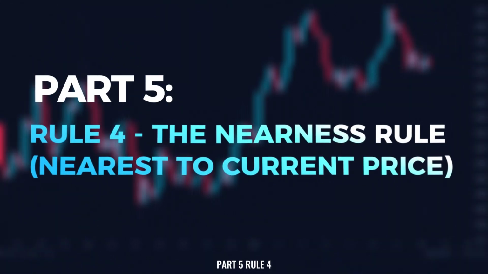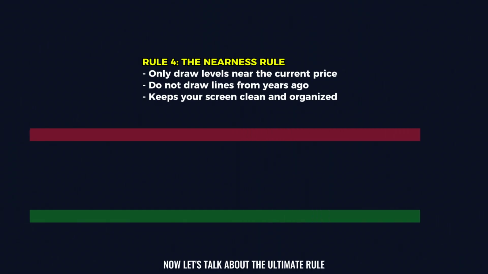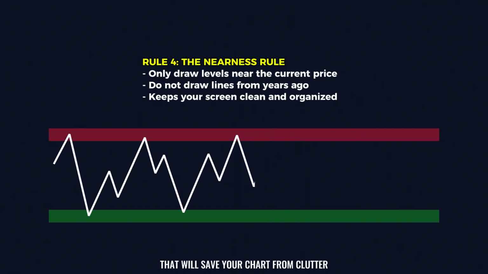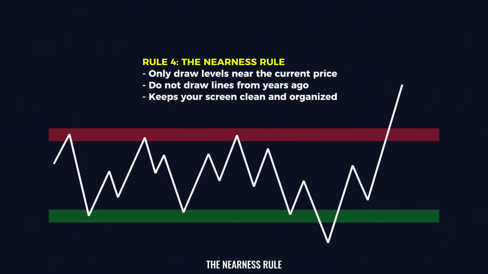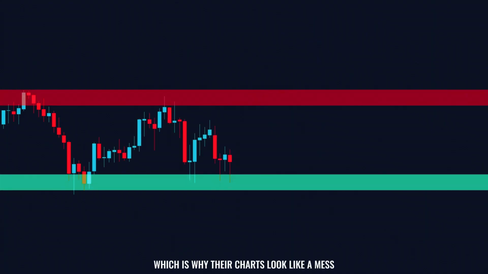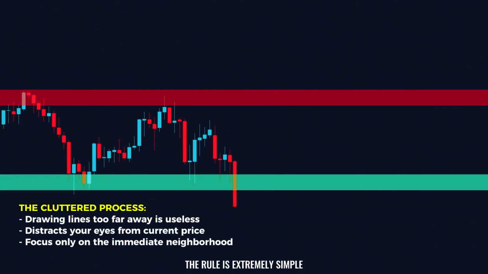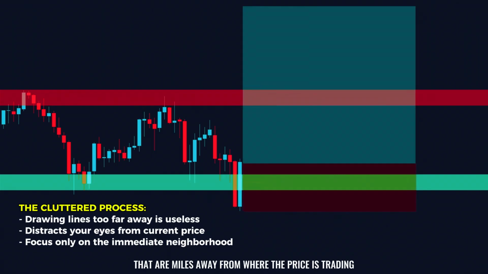Part 5. Rule 4. The nearness rule, nearest to current price. Now, let's talk about the ultimate rule that will save your chart from clutter. The nearness rule. This is the rule that 99% of traders ignore, which is why their charts look like a mess. The rule is extremely simple. Only draw levels that are closest to the current trading price. You do not need to draw lines from 3 years ago that are miles away from where the price is trading right now. Look at this messy chart.